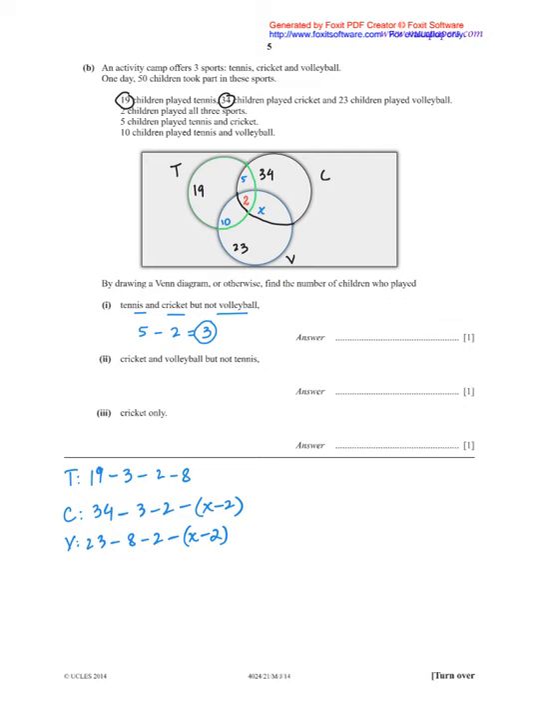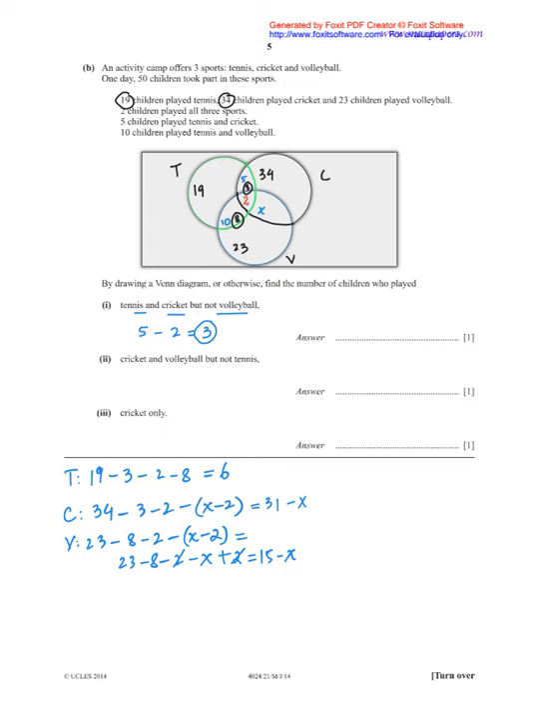Basically, first we need to subtract the triple intersection from all these, right? So 5 minus 2 leads to 3, and 10 minus 2 leads to 8. That's why I used 3 and 8 in my calculation. I had solved for tennis and cricket, and for volleyball it will be 23 minus 8 minus 2 minus x plus 2, since the minus 2 and plus 2 cancel. 23 minus 8 leads to 15. So the expression will be 15 minus x, right?